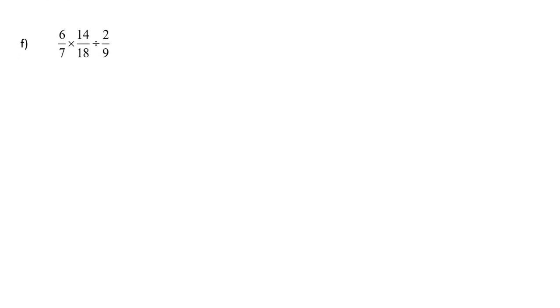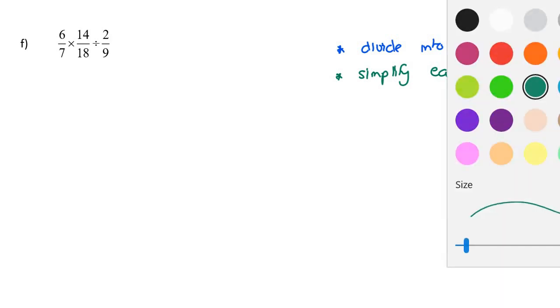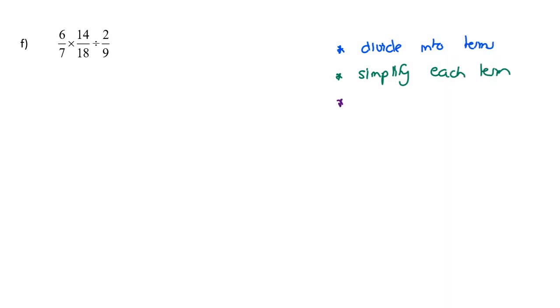So just a couple more. This has multiplication and division in the same question, so we're starting to border on, what do I do first? And I think that confuses people. So don't forget what our steps are. Divide into terms, simplify each term, and then just simplify from left to right.